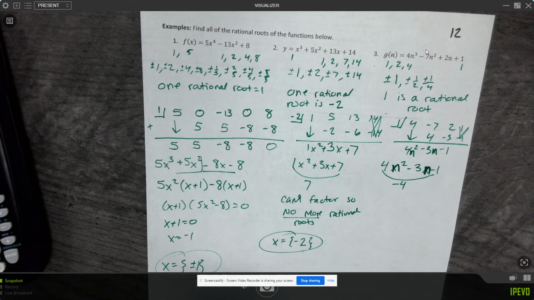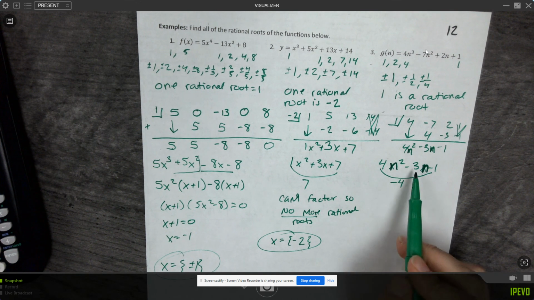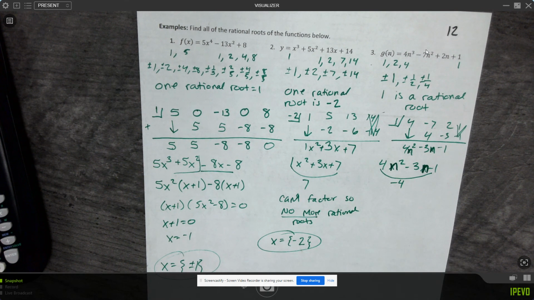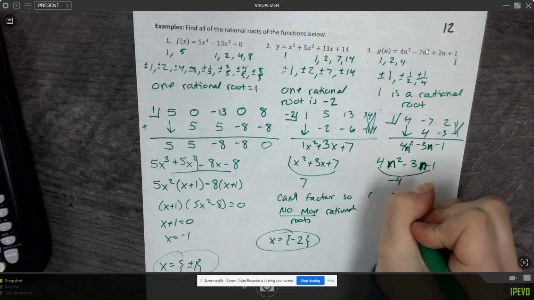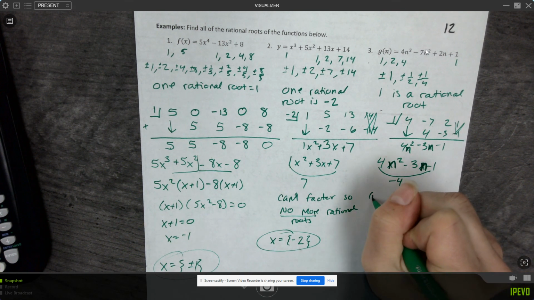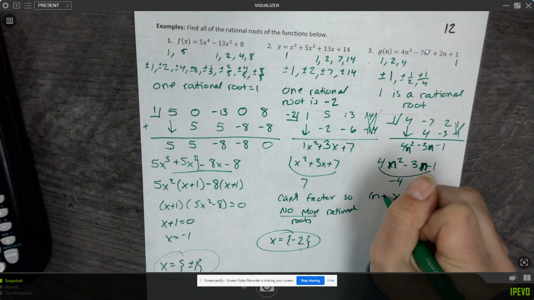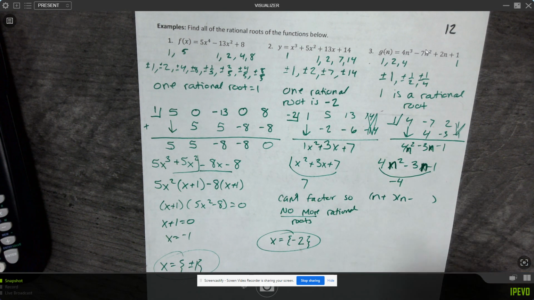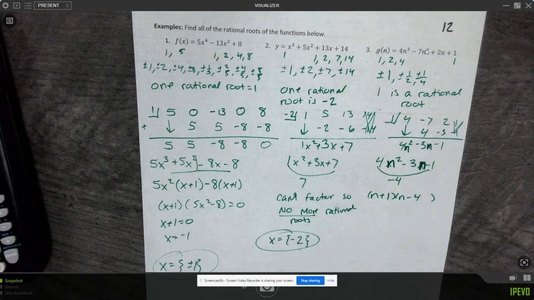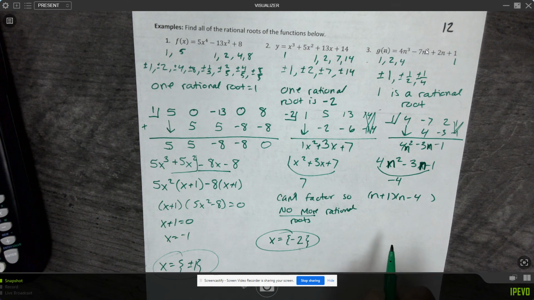Okay, let's continue. So I need two numbers that multiply to be -4 and add to be a -3. If I am multiplying to be a negative, I need one positive and one negative. So when I factor this, I'm going to have n, and I'm going to have a positive and a negative. My two numbers would be -4 and +1, because 1 times -4 is -4, and 1 minus 4 is -3. But I'm not done factoring.